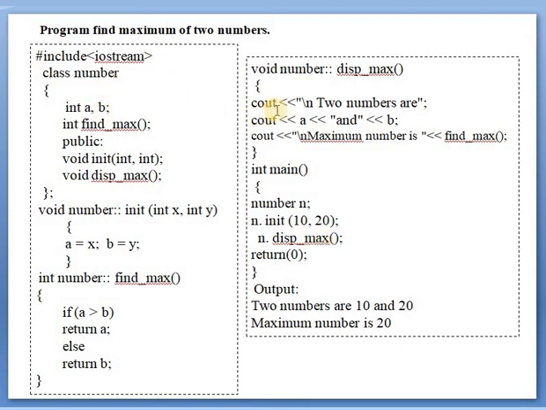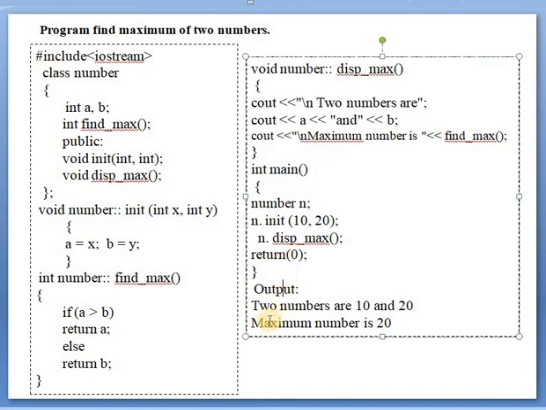Now program flow goes here. It will display the two numbers are. The value of a is 10, the value of b is 20, and now the maximum number is. It will again call the findmax function. Now your program flow goes here. It will check whether 10 is greater than 20. Is it true? No, it is false. So it will return the value 20. Means this findmax function returns the value of b, that is 20.